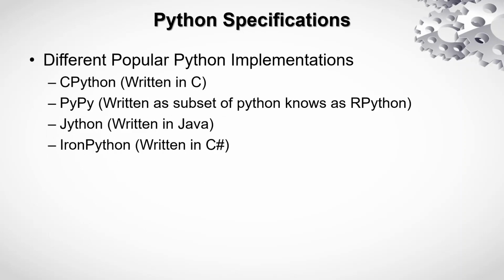We come to the Python specification. Every language is written in some language, and Python has different flavors which have been written in different programming languages. The first is CPython, written in the C language. Then comes PyPy, written in RPython, which is again a subset of Python. Then comes Jython; as the name suggests, it should be written in Java, and yes, you are right, it has been written in Java. Then comes IronPython, which has been written in C#.